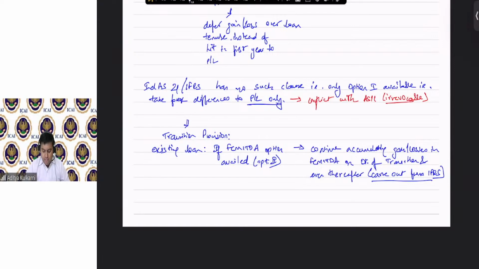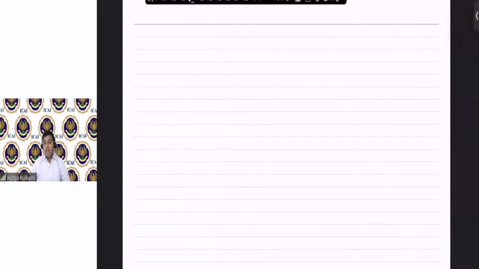Are we clear? Okay. So therefore, now students will have a question. Sir, the transitionary provision of continuing with FCMITDA, is it optional or is it mandatory? It is optional. It is optional.